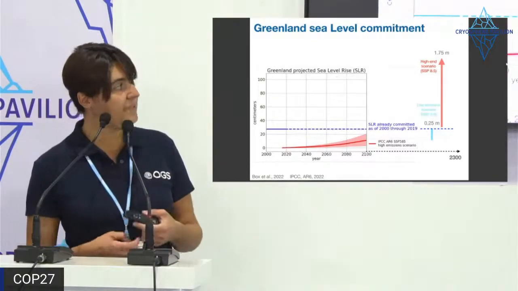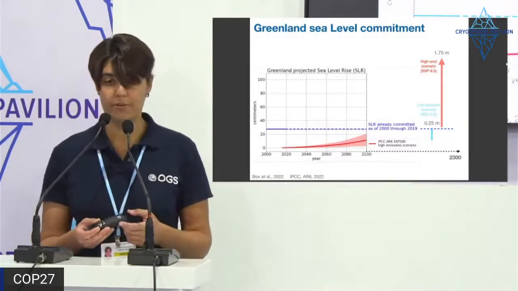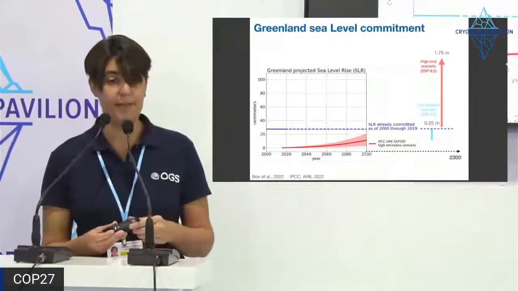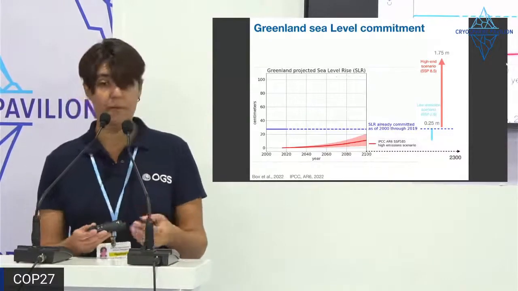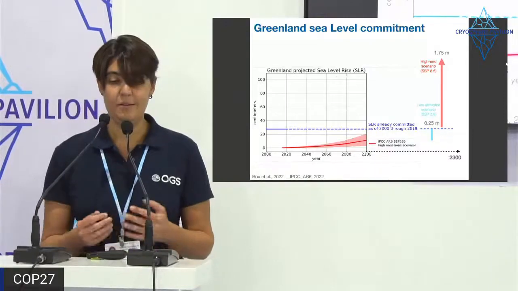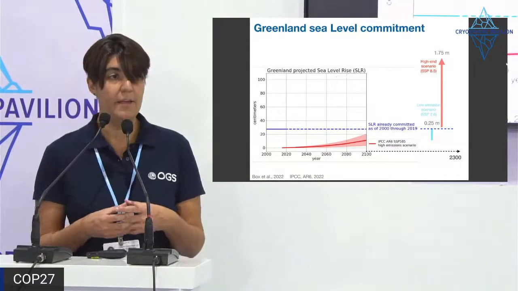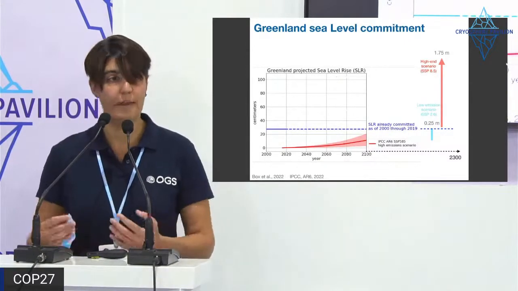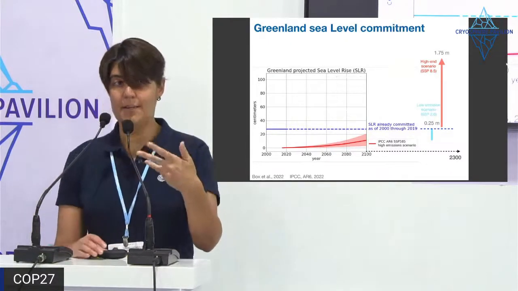There's a recent paper from Jason Box that shows the Greenland projections in the red line, plus the uncertainty, in the case of high-end scenarios by the end of the 21st century. And then you see above this blue dotted line, that represents the sea level commitment, the amount of sea level rise that we have already committed to with the heat that we accumulated so far in the ice sheets. And you can see that it's well above the high-end emission scenarios.